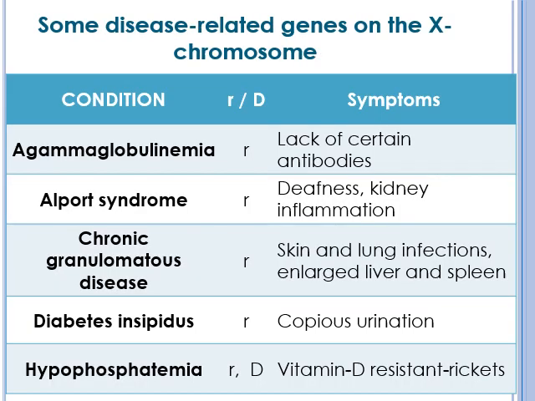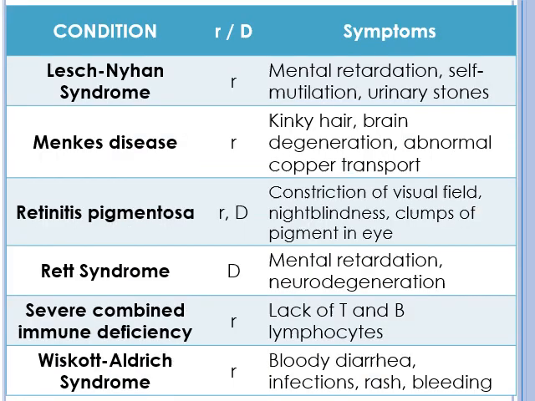So what are some diseases related to the X chromosome? We have agammaglobulinemia, with a lack of antibodies as the symptom; Alport syndrome, with deafness and kidney inflammation; chronic granulomatous disease, with skin and lung infection and enlarged liver and spleen. We also have diabetes insipidus, with copious urination; hypophosphatemia, or vitamin D-resistant rickets; and Lesch-Nyhan syndrome, which causes mental retardation, self-mutilation, and urinary stones.